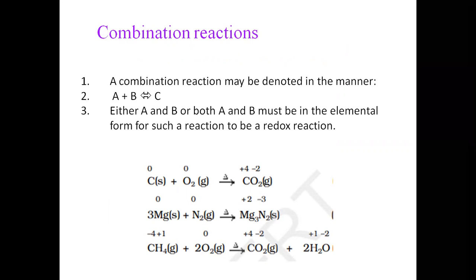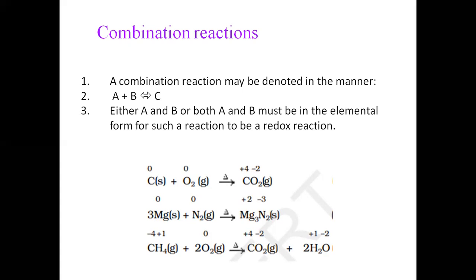A combination reaction may be denoted in the manner A plus B equals C, meaning atoms A and B combine to form a new compound, that is C. So either A or B, or both, must be in elemental form for such a reaction to be a redox reaction. For example, carbon, whose oxidation number is 0, combines with an oxygen molecule whose oxidation number is 0, and together they form CO2, carbon dioxide. You can see here the oxidation number of carbon is +4 and oxygen is -2.